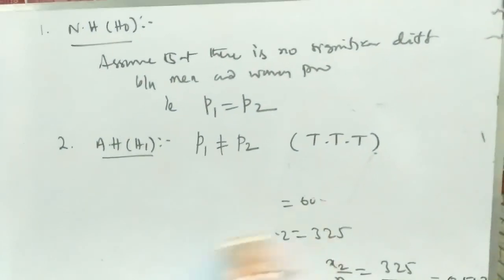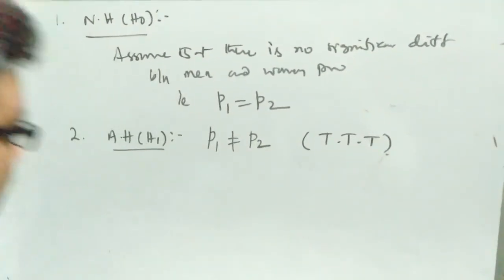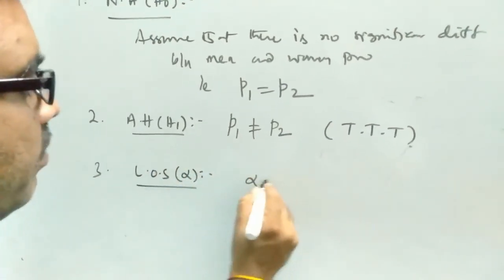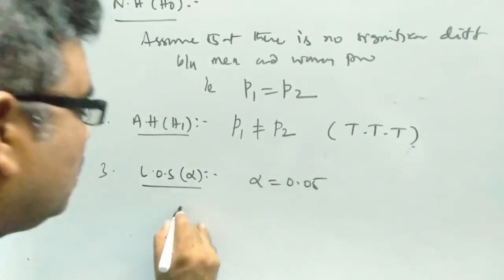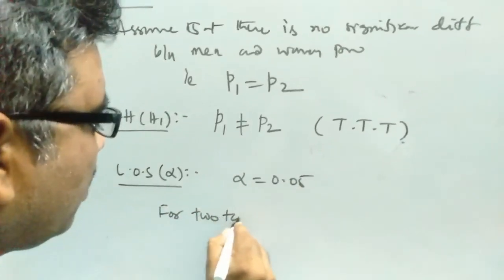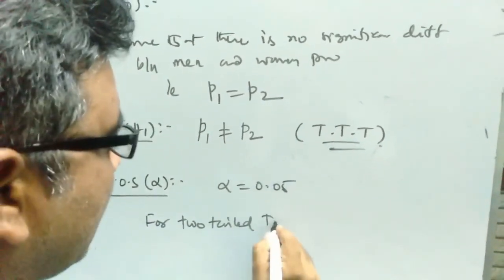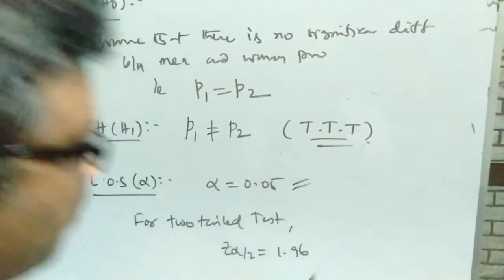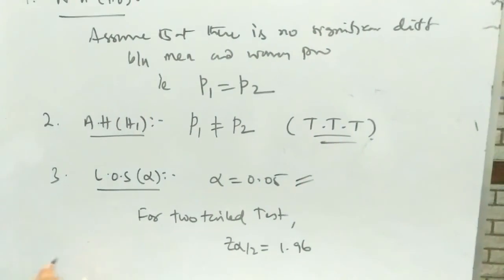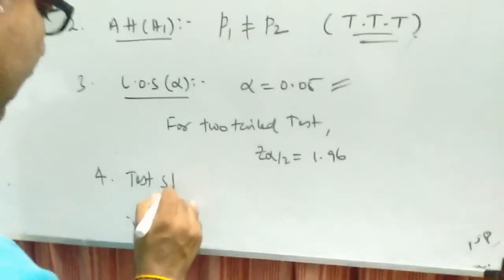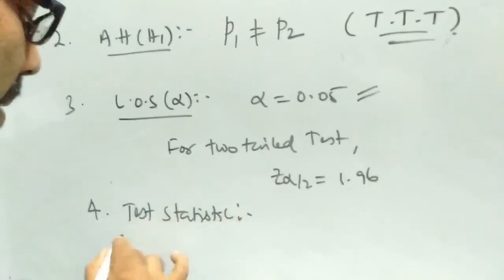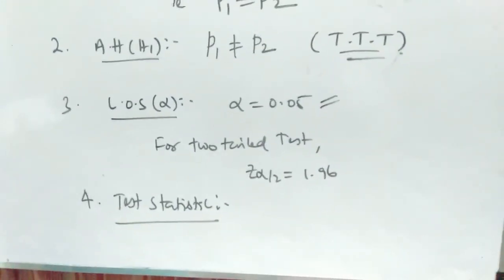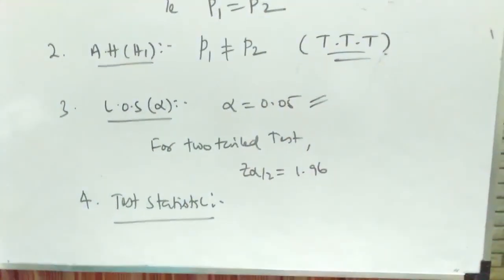Then come to the level of significance. It is already given in the problem: alpha is equal to 0.05. This is a two-tailed test. For a two-tailed test, Z alpha by 2 for 0.05, 5%, is 1.96. Next, coming to the test statistic. The procedure is common for all problems. This 5-step procedure is common. There is just a difference in the test statistic value and the parameters.